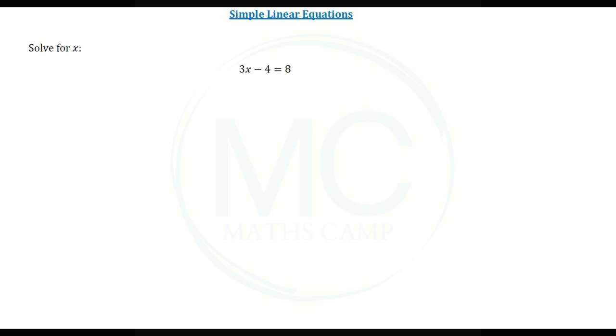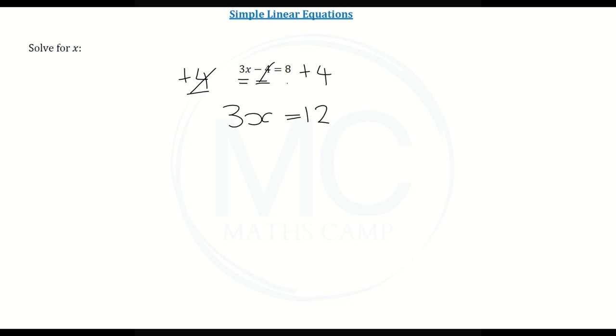3x minus 4 is equal to 8. To start, we want to get this 3x by itself. So to make negative 4 0, let's add 4 on this side, which means we add 4 on this side. Now on the left-hand side, negative 4 plus 4 is 0. These values will cancel, and we're left with 3x. On the right-hand side, 8 plus 4 is equal to 12.